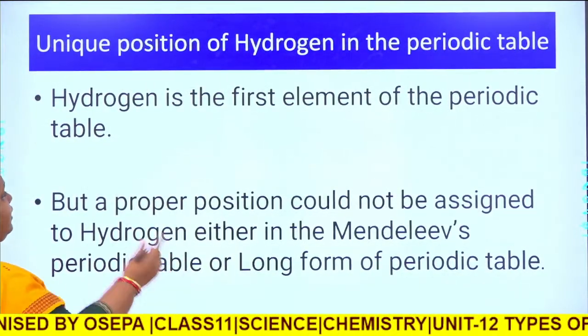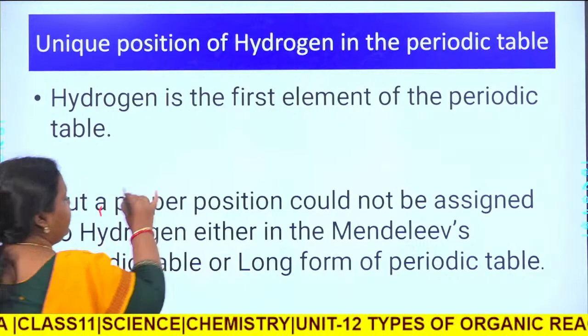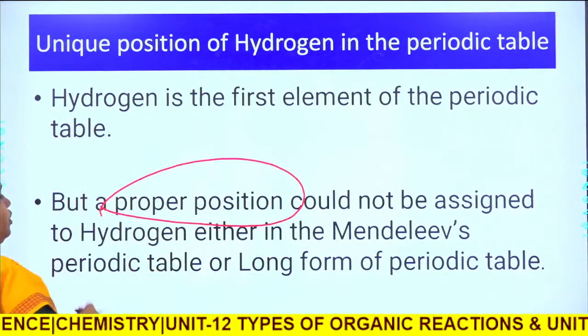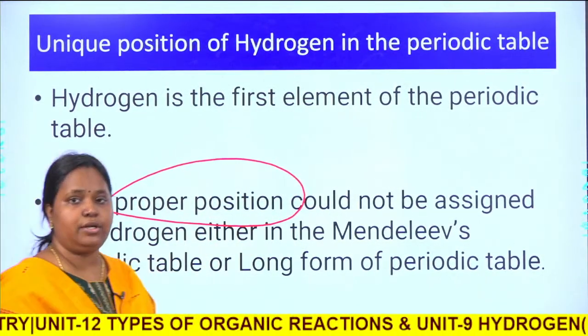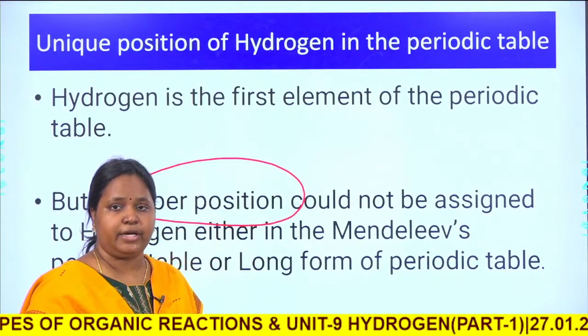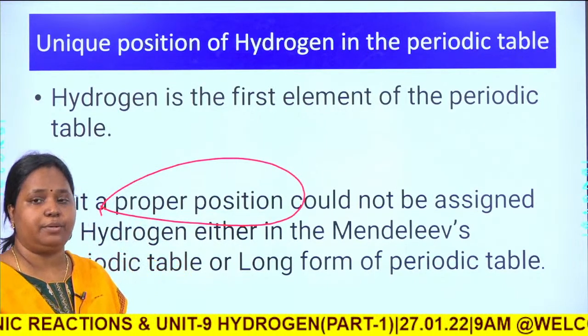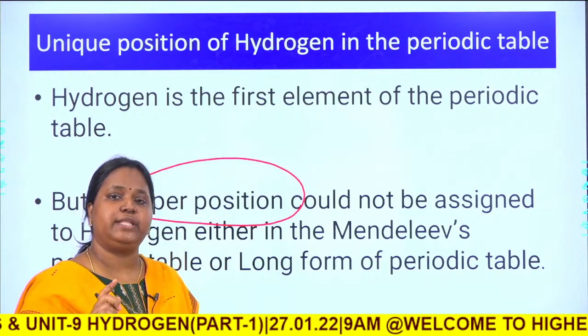Position of hydrogen in the periodic table. Mark the words: a proper position could not be assigned to hydrogen, whether in Mendeleev's periodic table or in the modern periodic table.